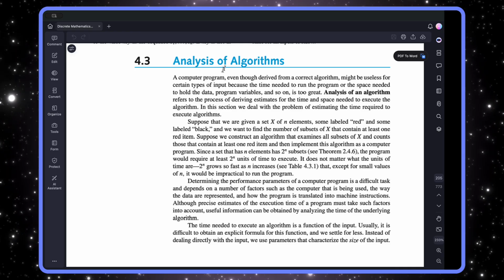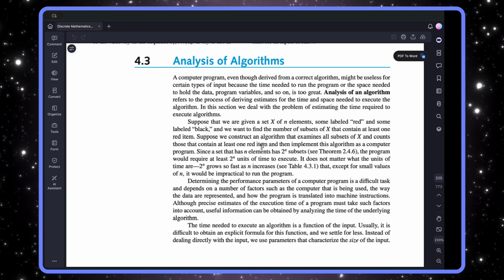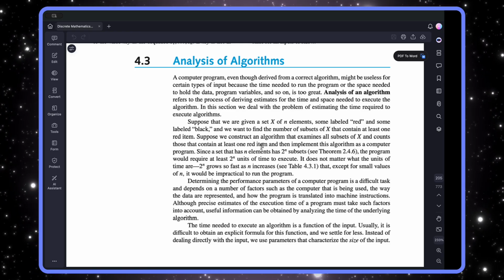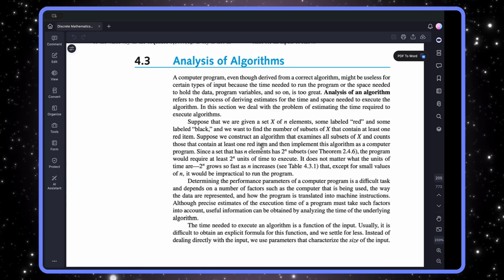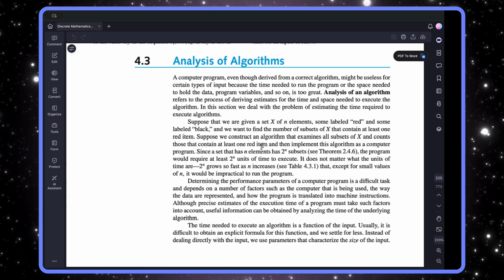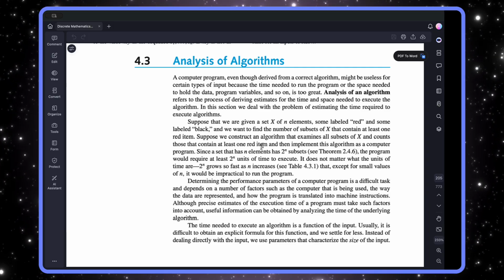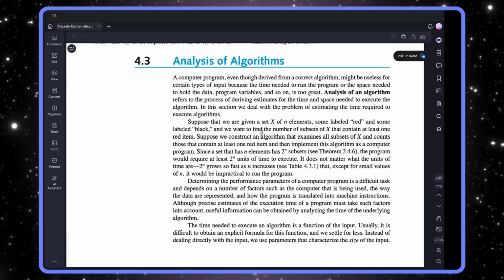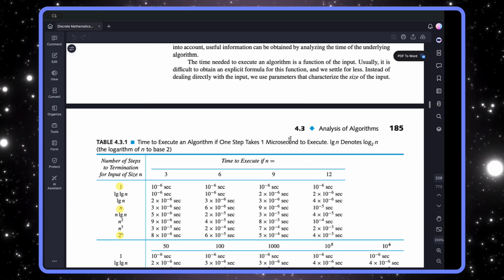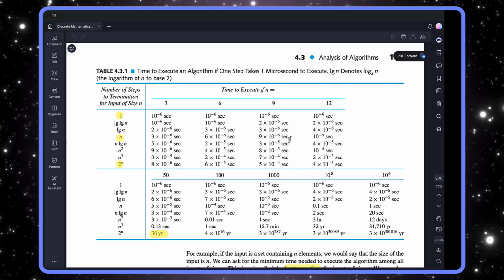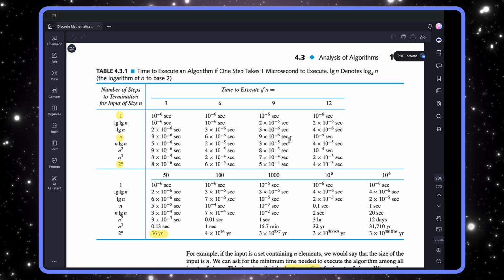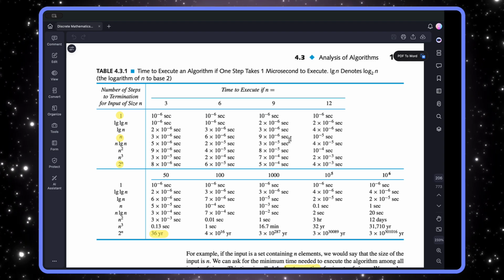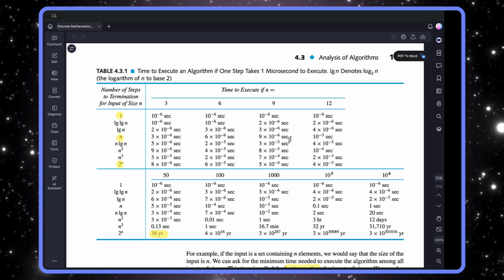So, section 4.3 is about analysis of algorithms. Essentially, what we're trying to do here is to approximate how long a program or an algorithm has to run before it completes its task. Okay? So, here's an interesting little table to show you how the efficiency of an algorithm can have a tremendous impact on the amount of time it needs to complete.